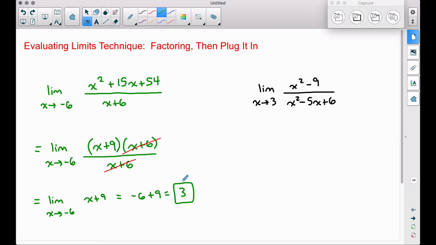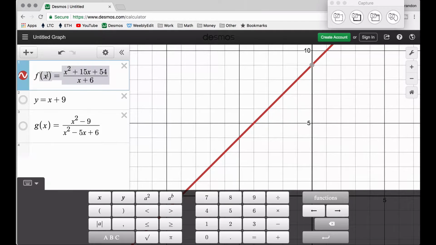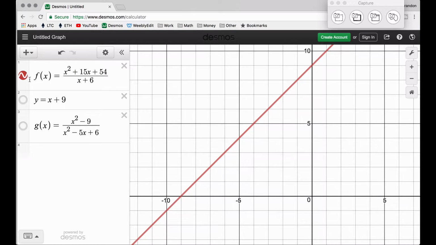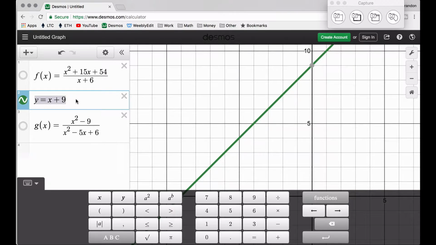Let me show you that over in Desmos. So here we are in Desmos, and this is that function that I have graphed right here. It's the same one we just evaluated. And what I do want to show you is that it's really just a line, that red line there. And notice I have this green line and this red line. They're really the same thing with the exception of one thing. What I want you to notice is that the green line is what we had left over after we canceled out that common factor in the numerator and denominator.